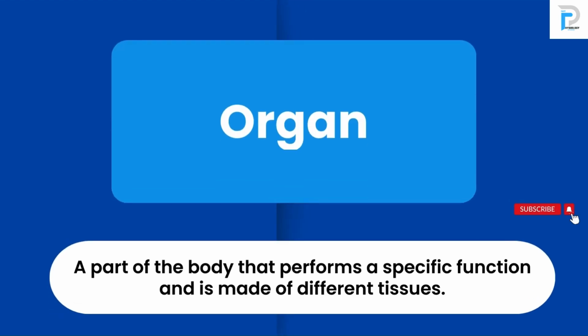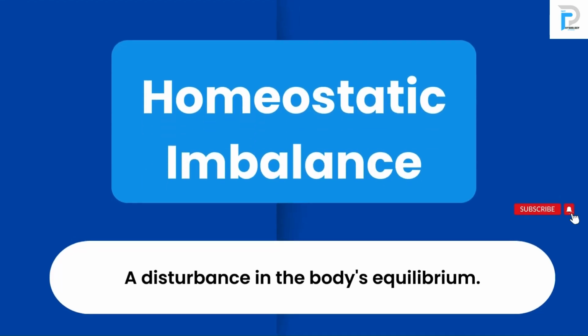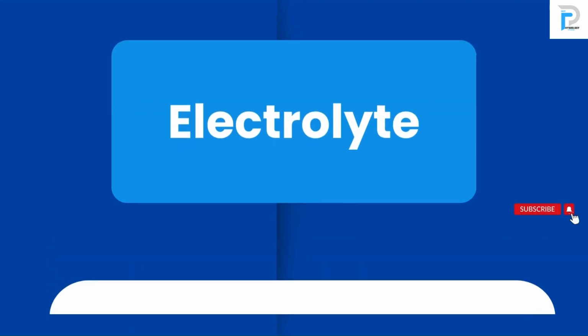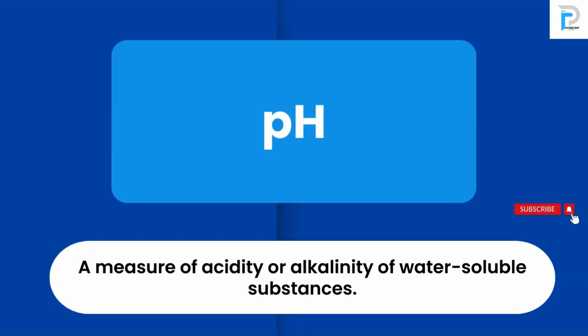Organ. A part of the body that performs a specific function and is made of different tissues. Gland. An organ that synthesizes substances for release into the bloodstream or into cavities inside the body. Homeostatic imbalance. A disturbance in the body's equilibrium. Electrolyte. Minerals in the body that have an electric charge. pH. A measure of acidity or alkalinity of water-soluble substances.